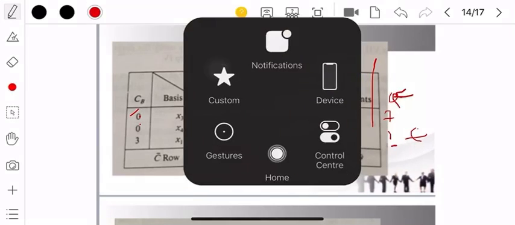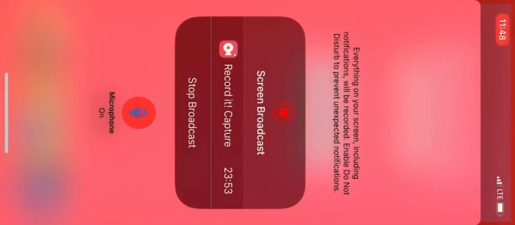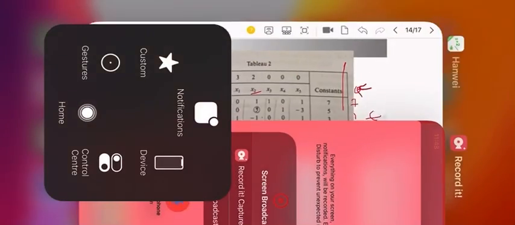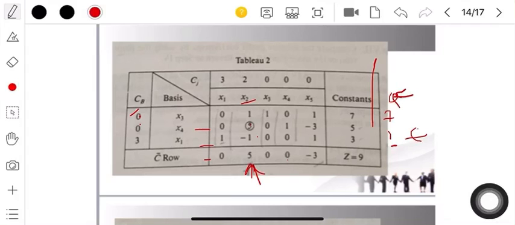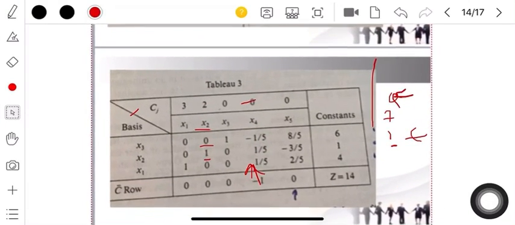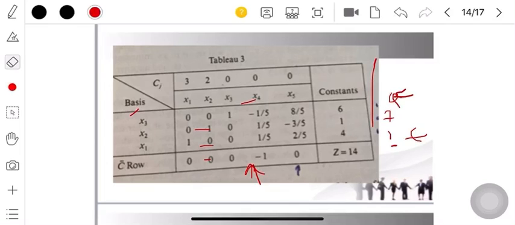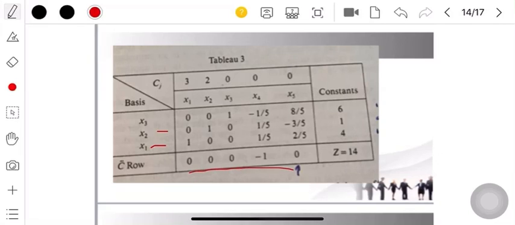So in the next table you can see, now x4 has gone, we have x2, x3, right? Again just do the same, find the value. Now just check it, 0, 0, 0, 0, right? And all values are negative, so we have reached the optimal solution. What is the optimal solution? Because all values are either 0 or negative.